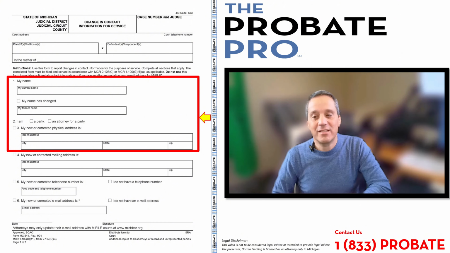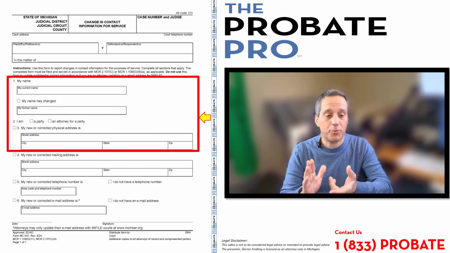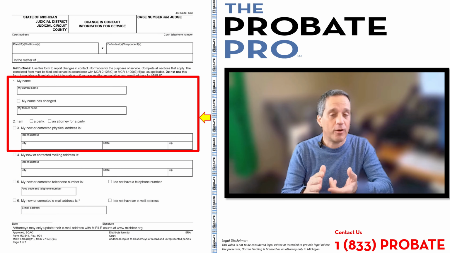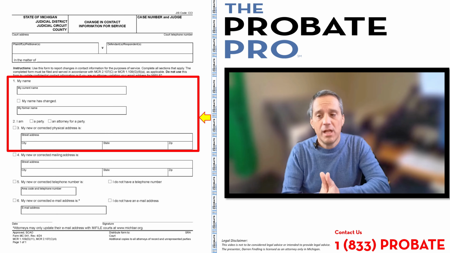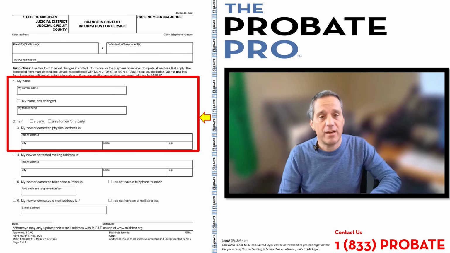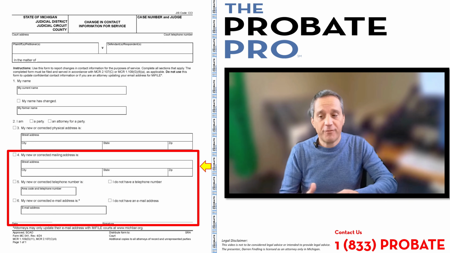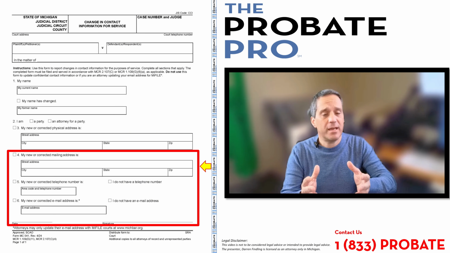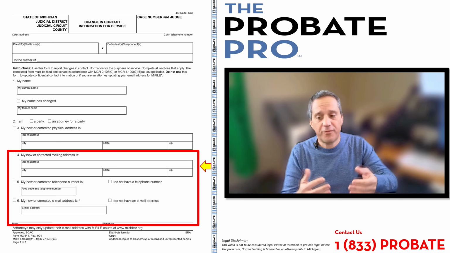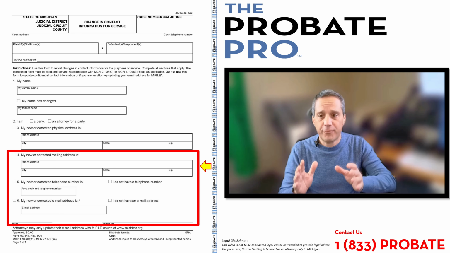You'll see on subsection 1, very simple. If you had a change of name, for example, through marriage or legal change, you'd identify the name change. In paragraph or section 2, you'd identify whether you're the attorney or a party, and you'd identify your address that's being reflected there. Paragraph 4 provides for the updated information. Paragraph 5 is for phone numbers, and paragraph 6 is if you're using email for that information. Really simple form to use.